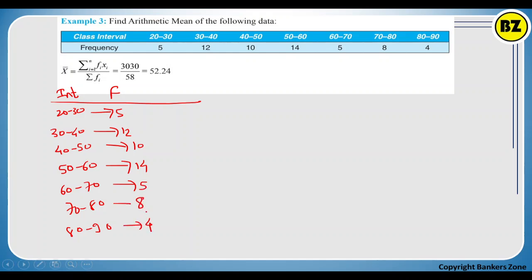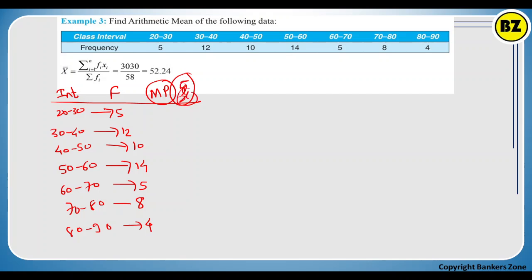Okay, I have simply written it in vertical form so that I will get better clarity while solving it. Now you can see what I have to do next. You have to find the midpoint. Midpoint is nothing but the middle value, which we can simply call x.